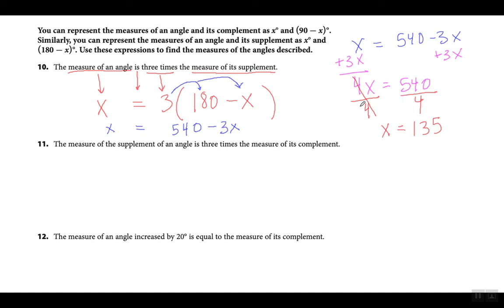So the question was, what is the measure of an angle that is 3 times the measure of its supplement. Okay, so if x equals 135, it says the measure of an angle, this number, is 3 times the measure of its supplement. Okay, so the measure of its supplement is 180 minus x. So 180 minus 135, because x equals 135, okay?